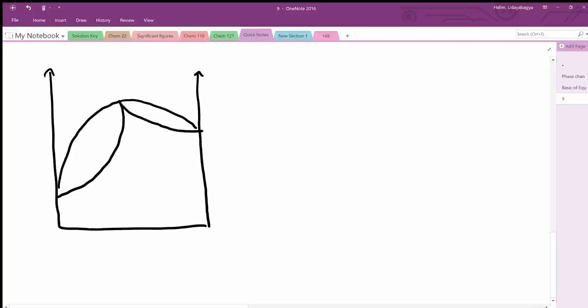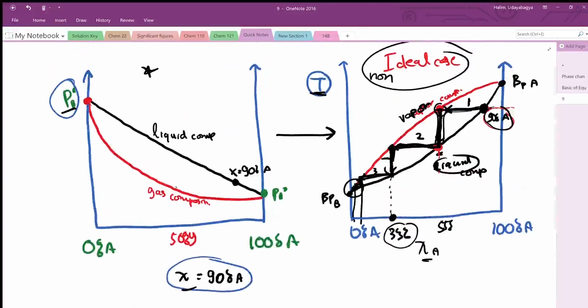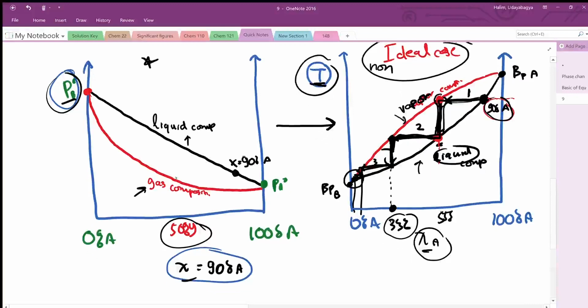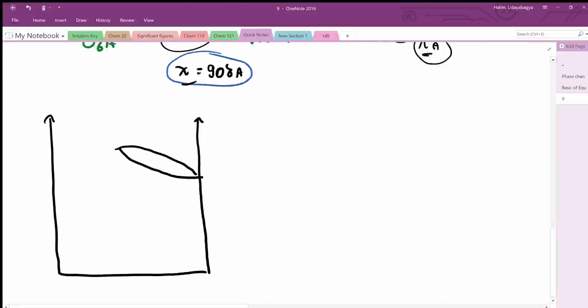So remember, whenever you're looking at a pressure versus mole fraction diagram, the gas composition is on the bottom and the liquid is on the top. But when you're looking at the temperature and mole fraction, these two things are switched around. I'm going to use the same color now. And just remember that the gas phase is going to be the top. Let's make it a bit more pronounced. Okay, so this is the vapor composition, and the black line is going to be the liquid composition.